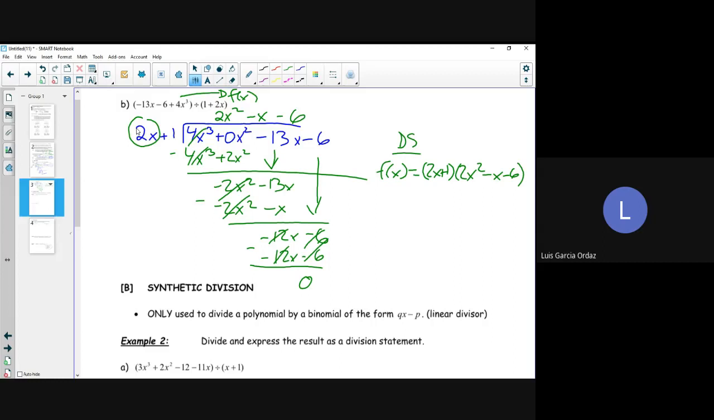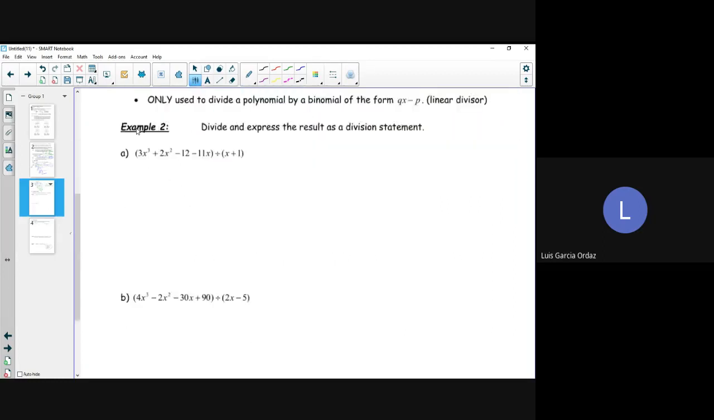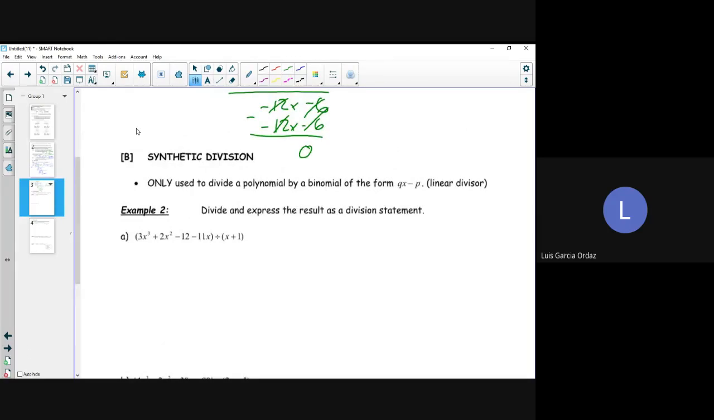Especially when you have a trinomial as a divisor, and it all depends on how big these expressions are, realistically. So with synthetic division, like I said, it's only used to divide a polynomial by a binomial in the form of qx minus p. So like I said, x plus 1, x minus 2, 2x plus 2, and so on. So we're going to divide the same thing here from example A. We have the same divisor and the same dividend. All right, so you have 3x cubed plus 2x squared minus 12 minus 11x divided by x plus 1.